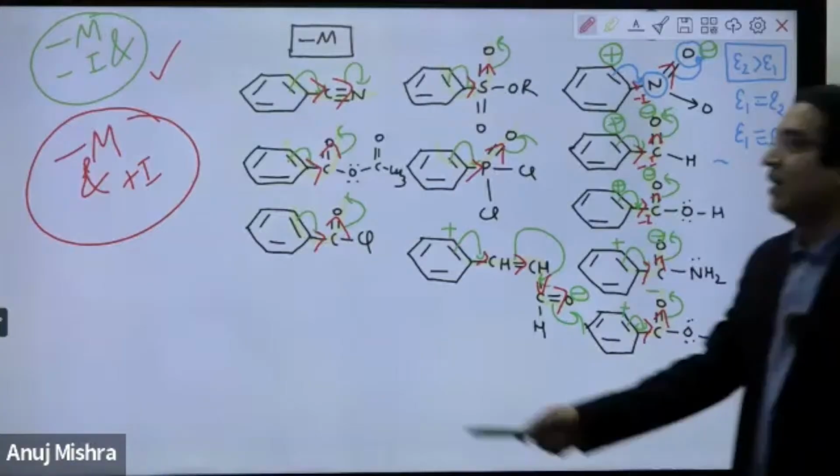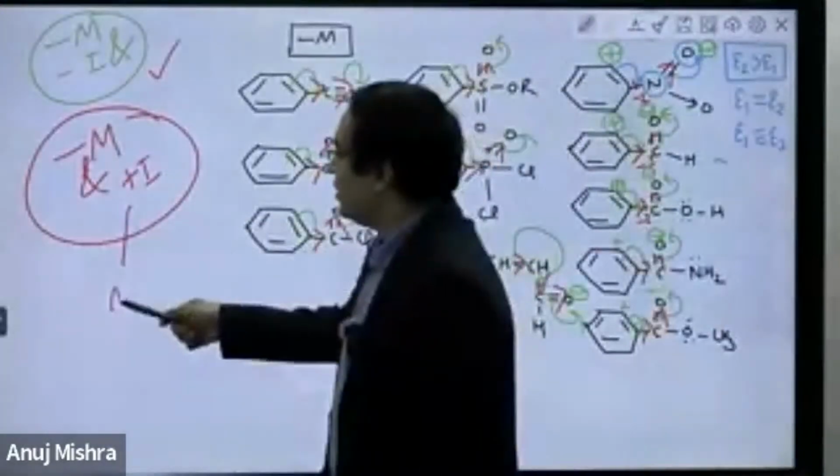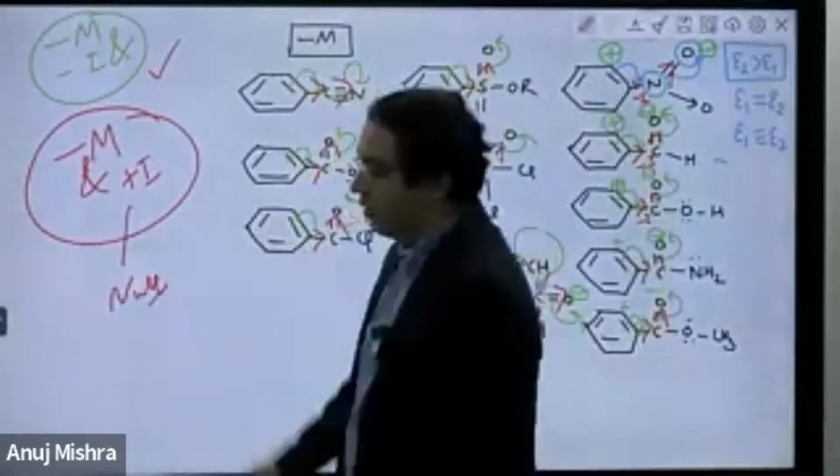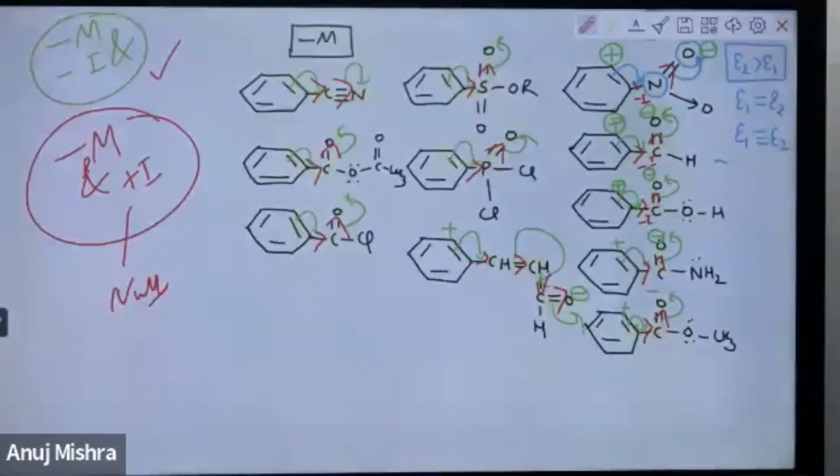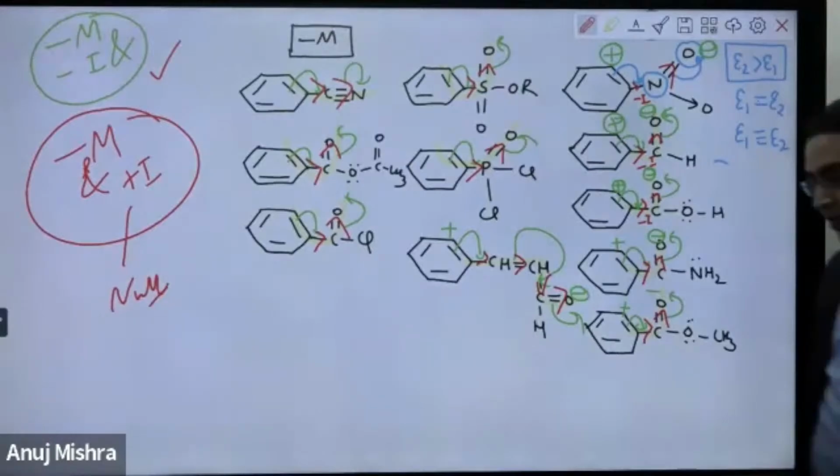So generally speaking, this is almost null. Okay, this is almost null. We can create one or two examples randomly, but as of now you keep it as null. Very rare, very very very rare. That it becomes minus M and also plus I. That would mean it is pulling, and electronegativity is the reason behind minus M, in conjugation, and then it is pushing it back. So that becomes null. Fine.